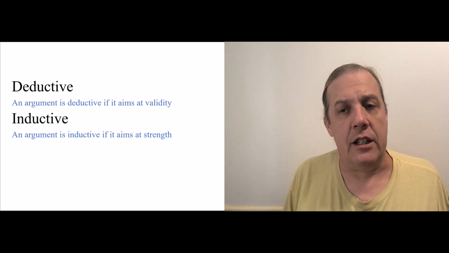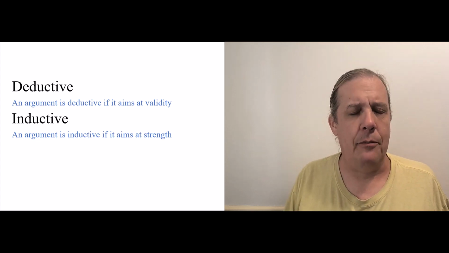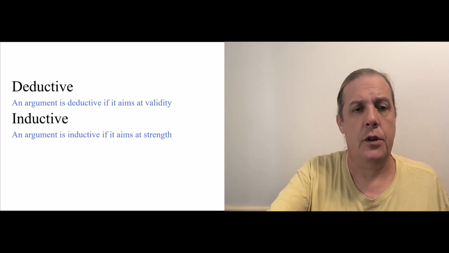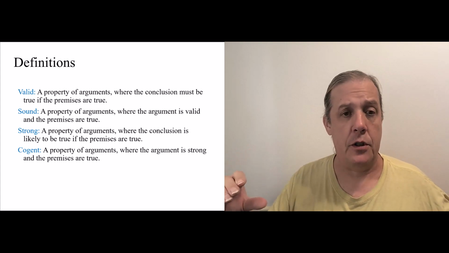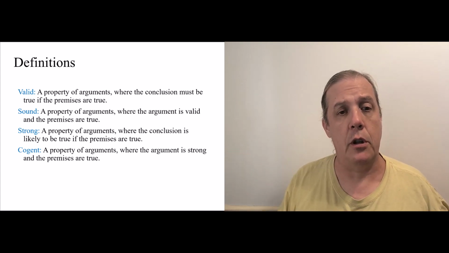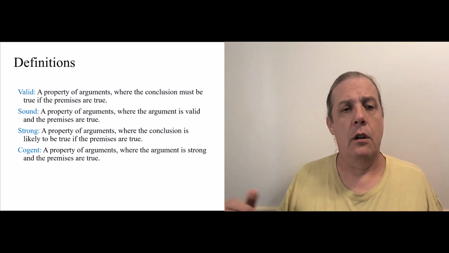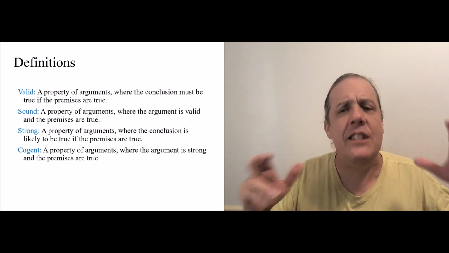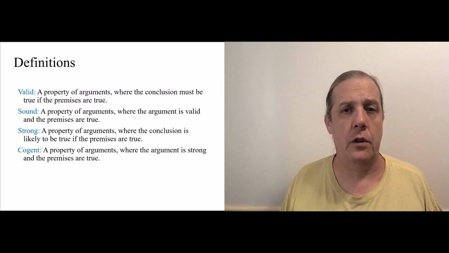Arguments are inductive if they aim at strength, and they are deductive if they aim at validity. So, validity is a property of the inference from the premises to the conclusion. And an argument is valid if its inference is as strong as it can be, the best it could possibly be. A valid inference is a perfect inference.